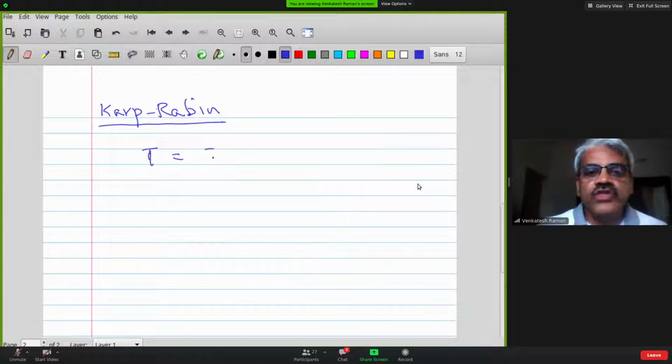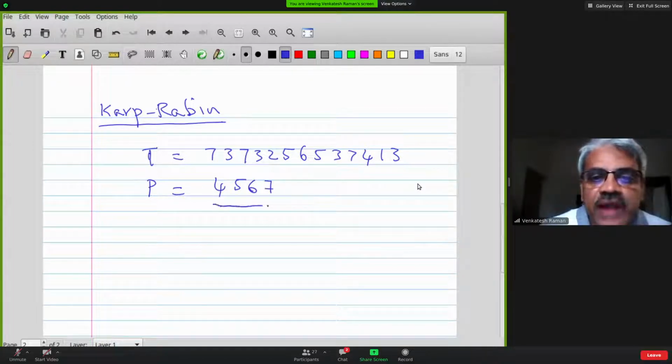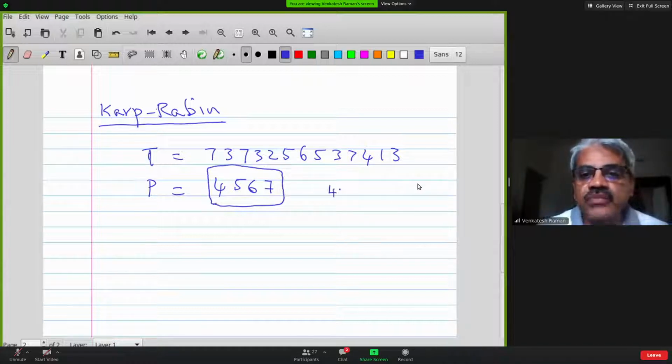Okay, so if you think of your text as a string of digits, and if your pattern is, let's say, this is your pattern, then think of this pattern as a number, which means you actually compute 4 into 10 cubed plus 5 into 10 square plus 6 into 10 plus 7.